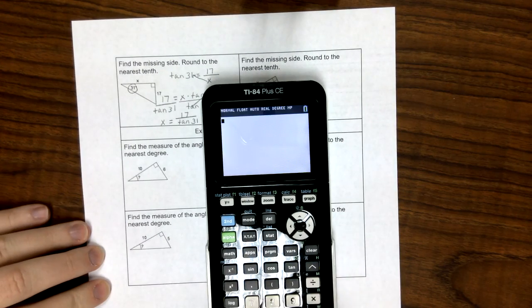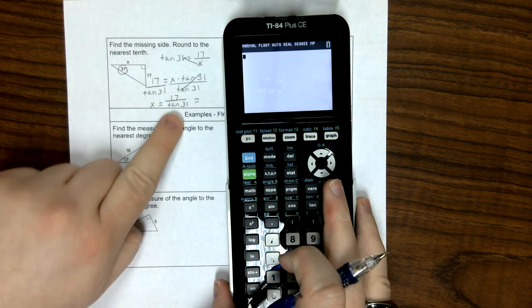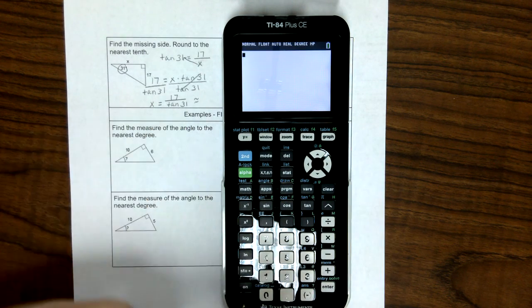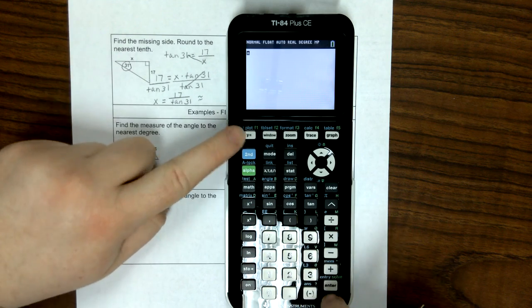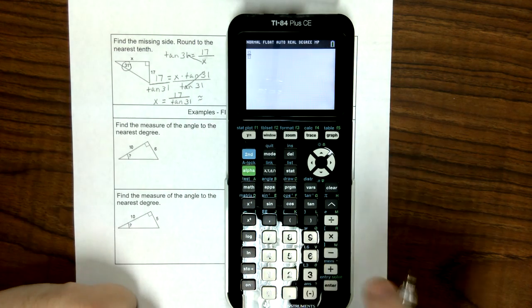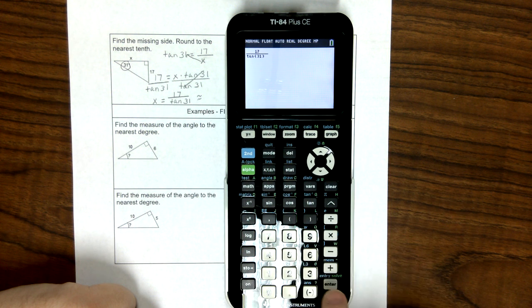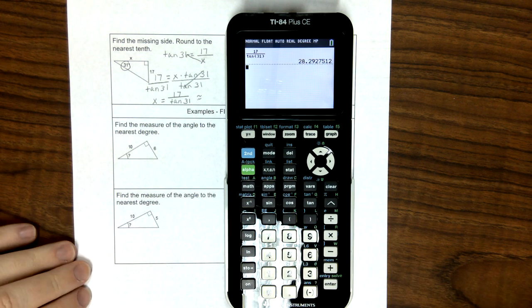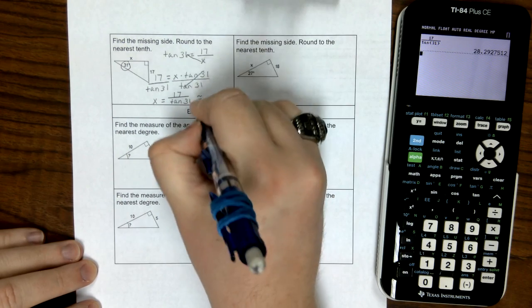Okay? Now, using this kind of calculator makes your life easy because you can type all this in at once. If you try and do it in pieces, you might mess it up. So we're going to make us a fraction. 17 on top, tangent 31 on the bottom, and we'll round that. That'll be 28.3 when we round.